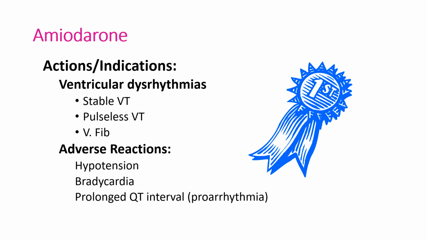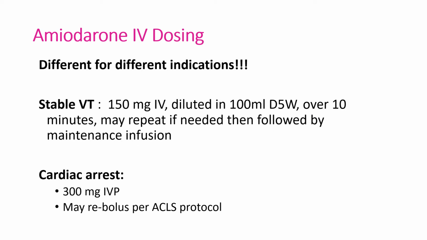Amiodarone is usually one of the first choices for ventricular dysrhythmias for stable VTach, pulseless VTach, and V-fib. We use it for all; it works very well for ventricular arrhythmias. It can be used in some atrial arrhythmias such as AFib, but we use it mostly for our ventricular rhythms. The adverse reactions to amiodarone are that it does cause hypotension and bradycardia, and it can prolong the QT interval. So those are other things to take into consideration when giving amiodarone.